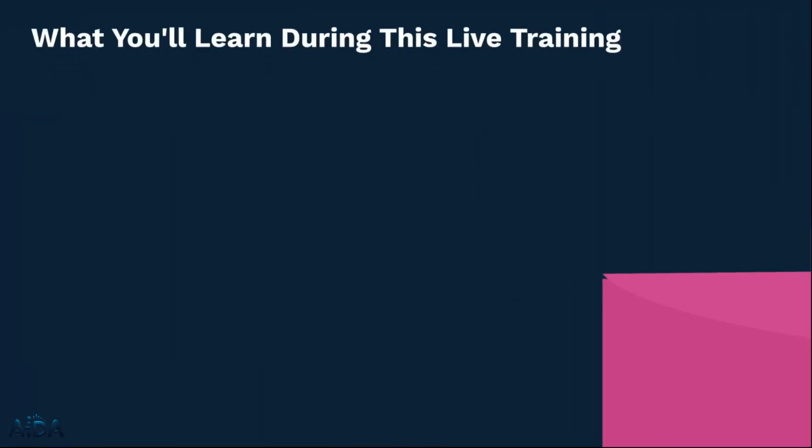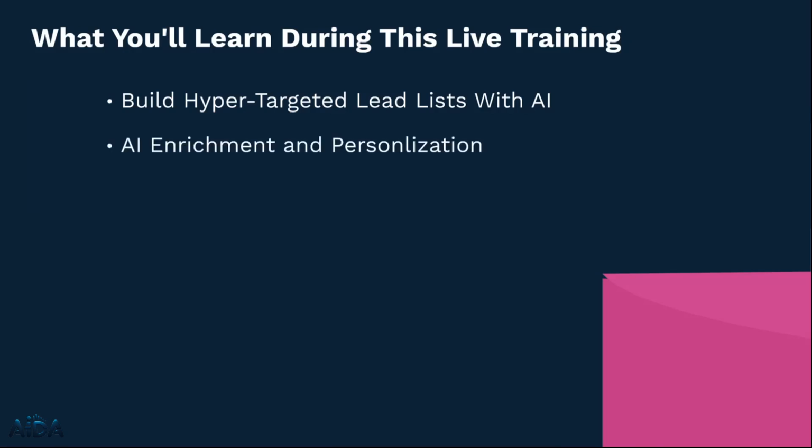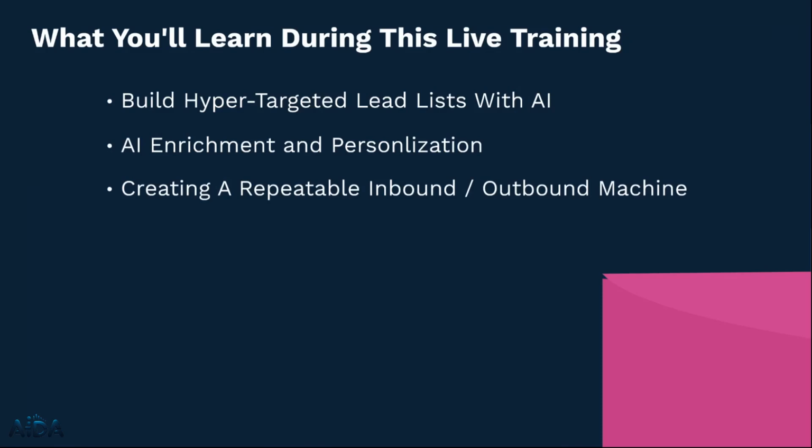What we're going to focus on and learn is how to build a hyper targeted lead list using artificial intelligence. I'm going to share some of the tools that are out there, processes that I've done for my customers, and things that I have achieved over time, as well as AI enrichment and personalization. How to take those prospects that you've built in the lead list and enrich them and make sure that it's authentic personalization when you're sending it out to people, and then how to create a repeatable inbound outbound machine, right?